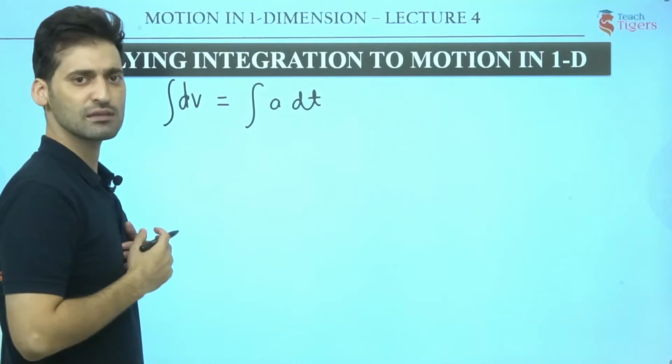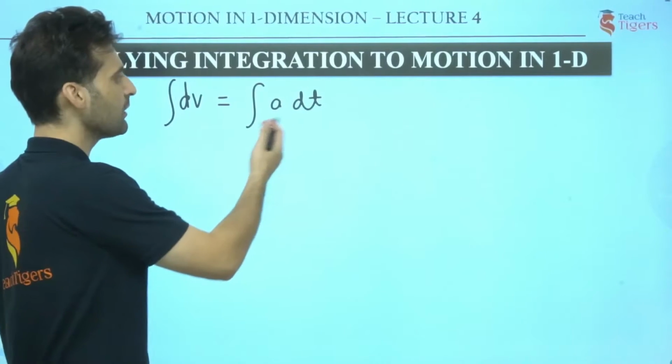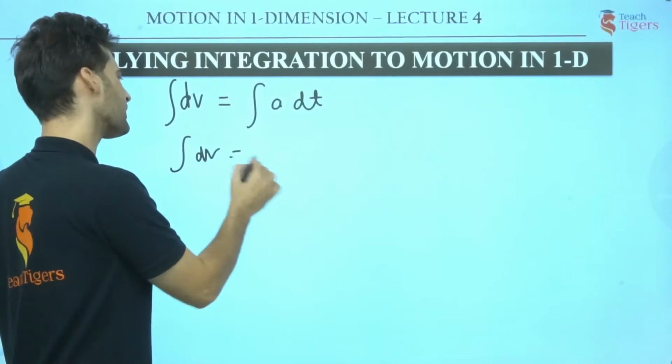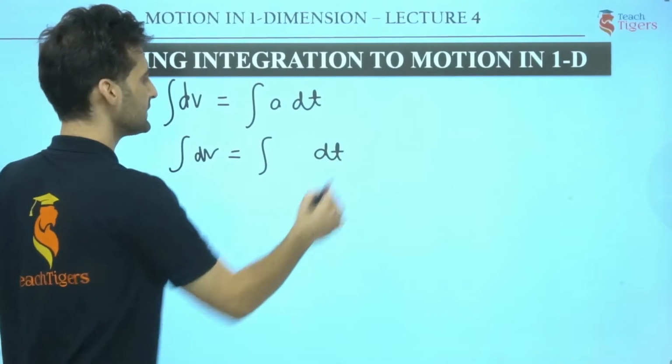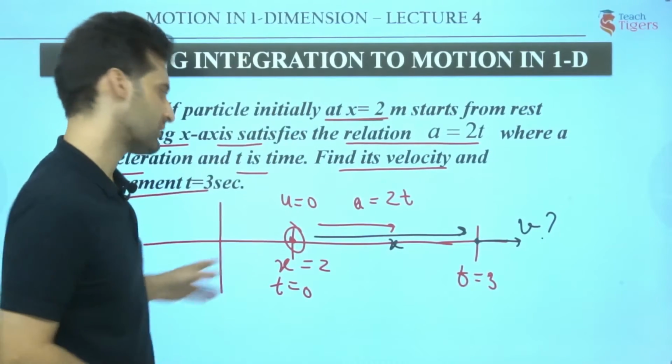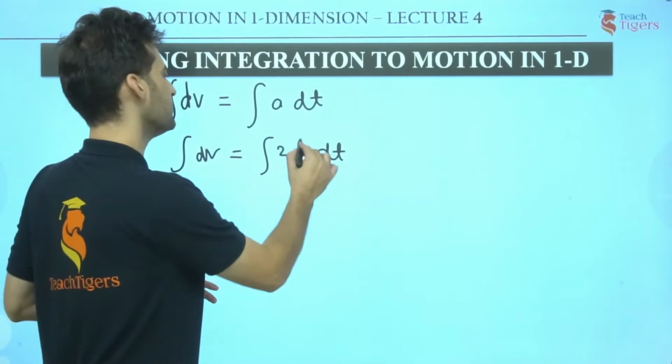I will only put the limits on the right hand side, but that too only if it is necessary. So let's first of all solve it without limits. a dt, instead of acceleration, what am I doing? This a is equal to 2t. So let's put the value: a is equal to 2t.